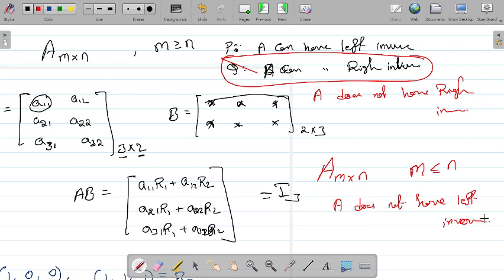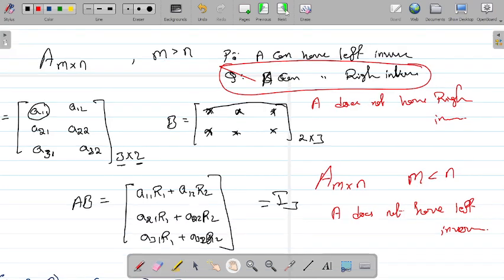And one more thing, I'm actually writing less than or equal to. Let me take strict inequalities, because the moment I take greater than or equal to or less than or equal to, it can be equal also. When it is equal, then you can talk about both.